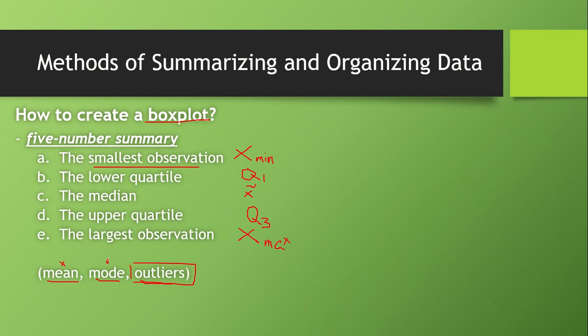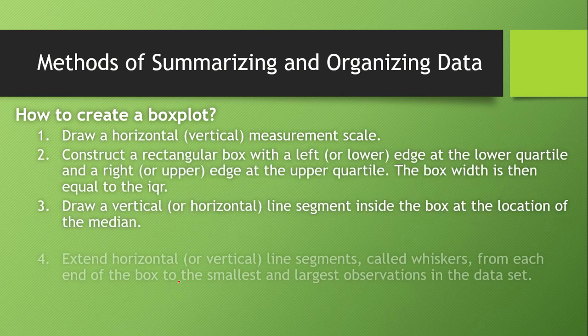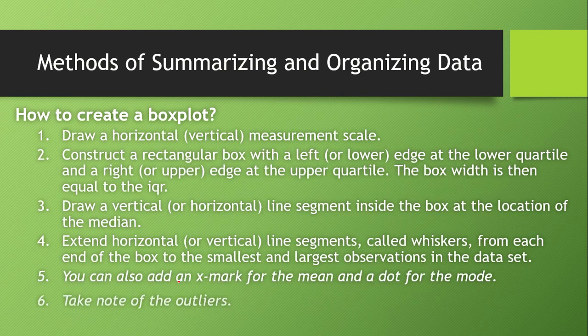You can use a dot for the mode later. This is how we create a box plot. There are two ways: you can use a horizontal box plot or a vertical box plot. Others call it box and whiskers. So this is the instruction if you draw a horizontal box plot. Now, construct a rectangle with the left. If you will be drawing a vertical box plot, use the terms in the parentheses.